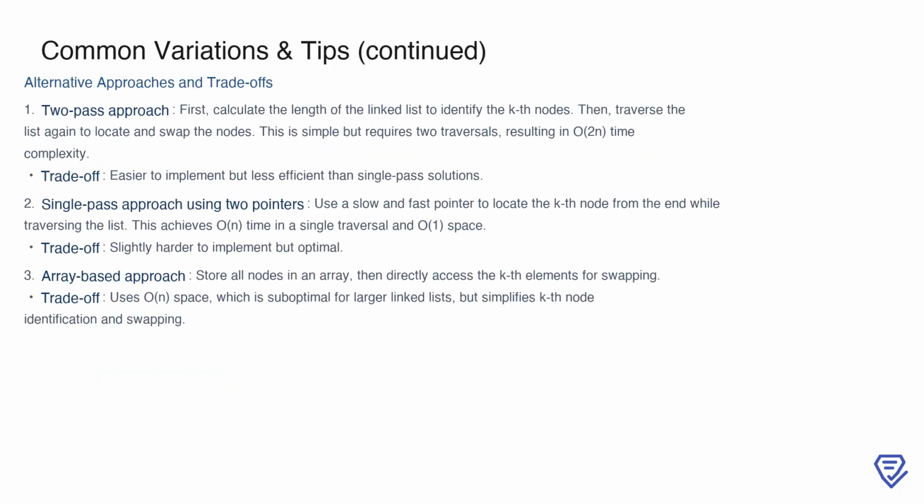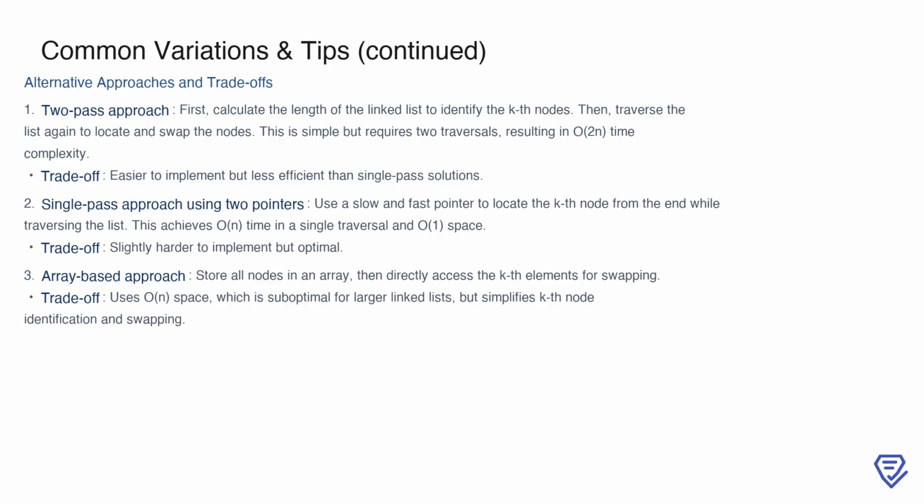Finally, let's explore some alternative approaches and their trade-offs. One common method is the two-pass approach, where you first calculate the length of the linked list to identify the kth nodes, and then traverse the list again to locate and swap them. This approach is straightforward and easy to implement but requires two full traversals, resulting in O(n) time complexity.